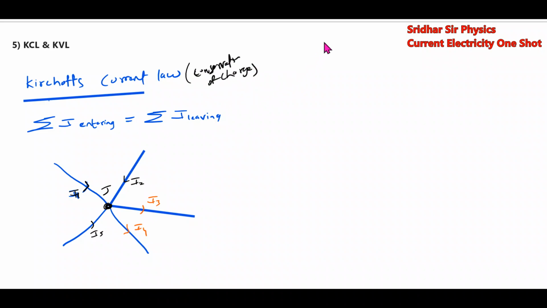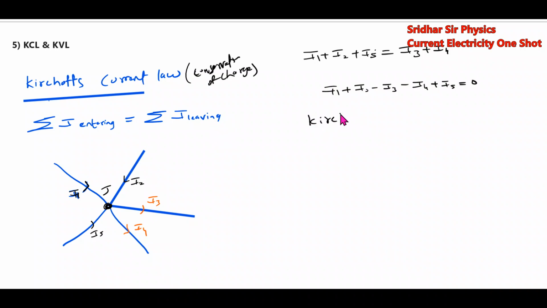According to this, I1, I2 and I5 are entering. That should be equal to I3 plus I4. Or this is equal to I1 plus I2 minus I3 minus I4 plus I5 equal to 0. Charge should be conserved. The algebraic sum of currents entering a junction should be equal to the algebraic sum of currents leaving a junction.